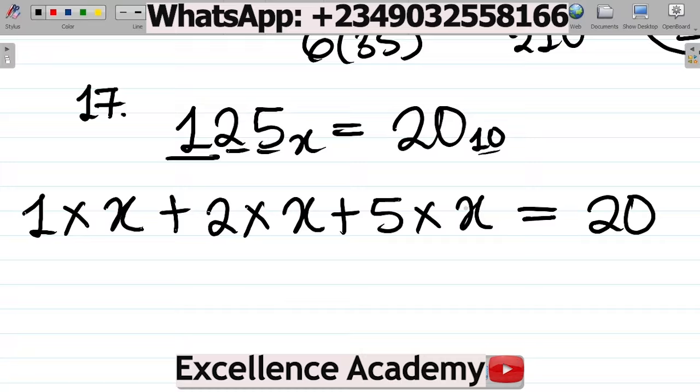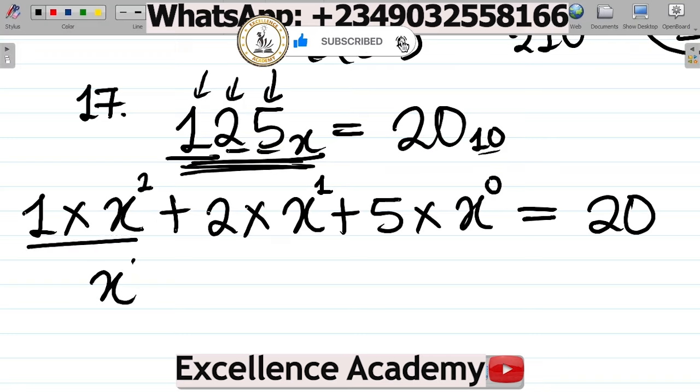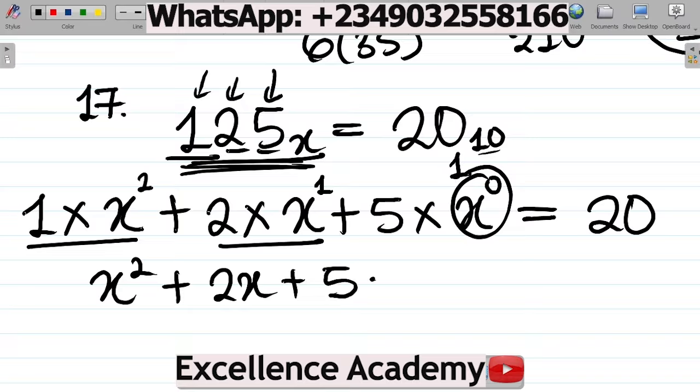The next thing is that I want to convert this to base 10, and that's why we're doing this. After multiplying each of the terms with x, the power increases starting from the right hand, from 0 to 1 and then to 2. That's how it's done. 1 times x squared gives you x squared, plus 2 times x to the power 1 is 2x, plus 5 times x to the power 0, which is 5 times 1, gives you 5. It's equal to 20. Let's work on this.